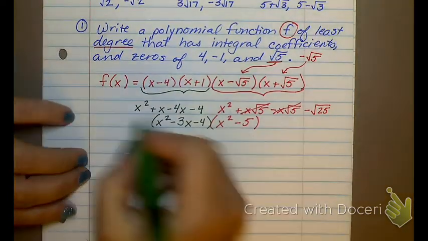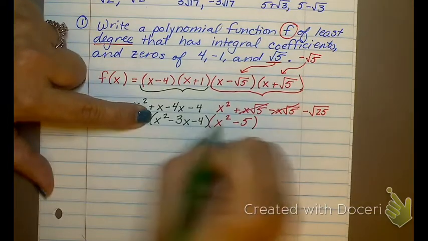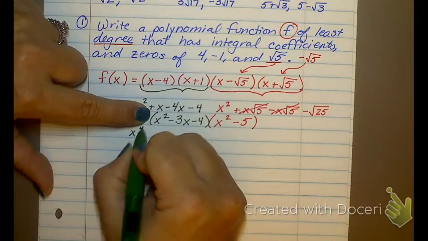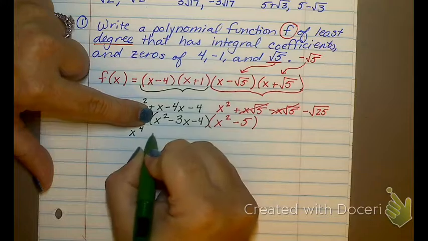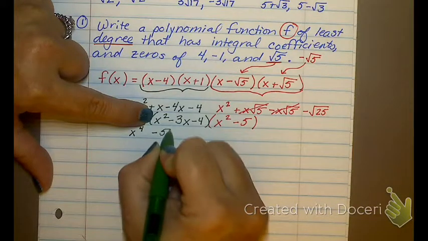So let's see. X squared times x squared is x to the 4th. X squared times negative 5 is negative 5x squared.